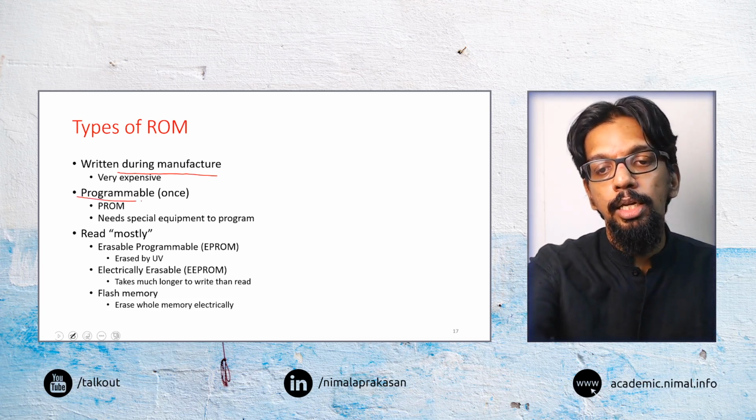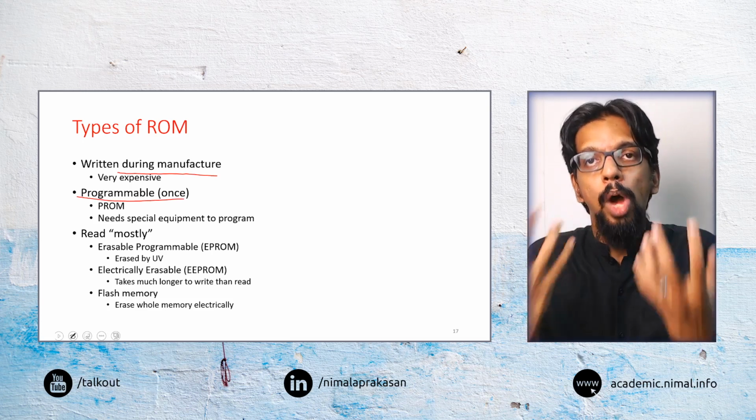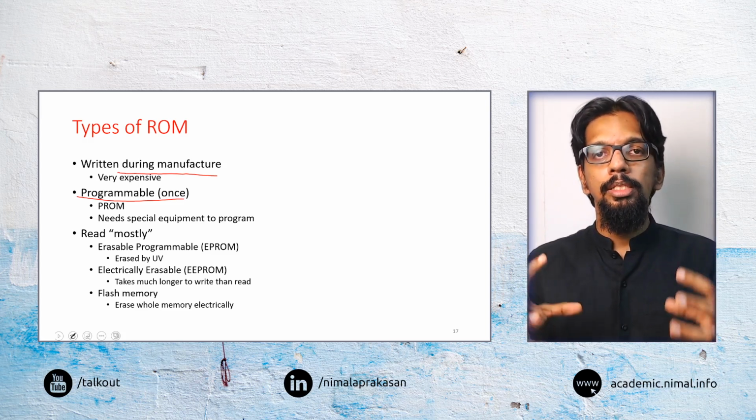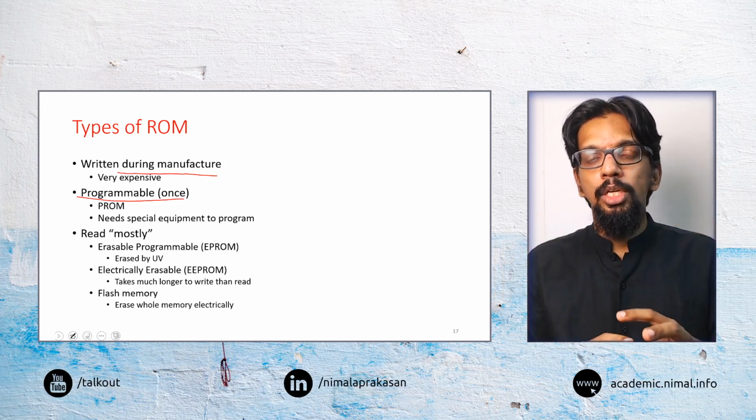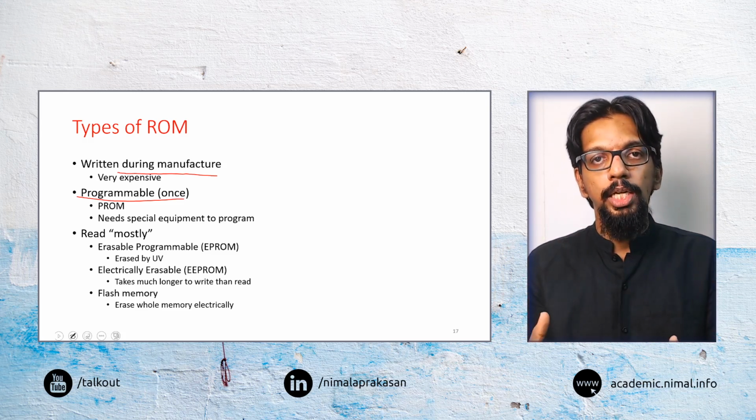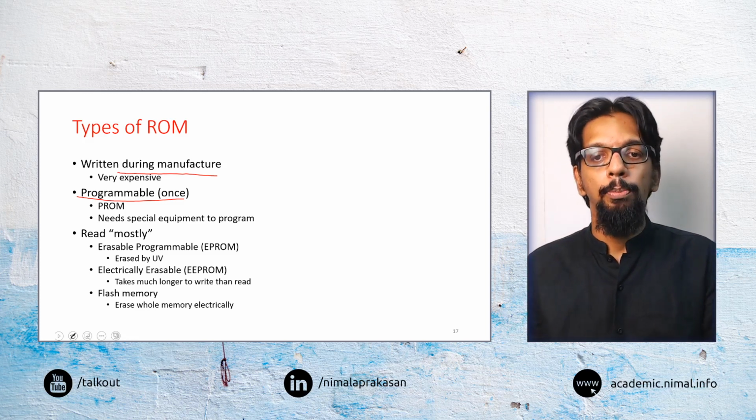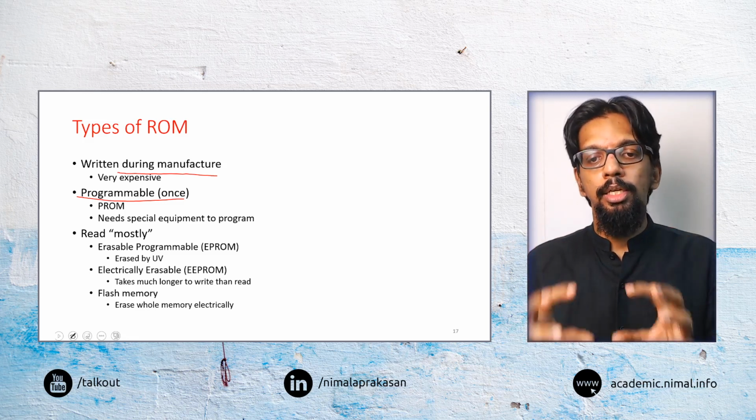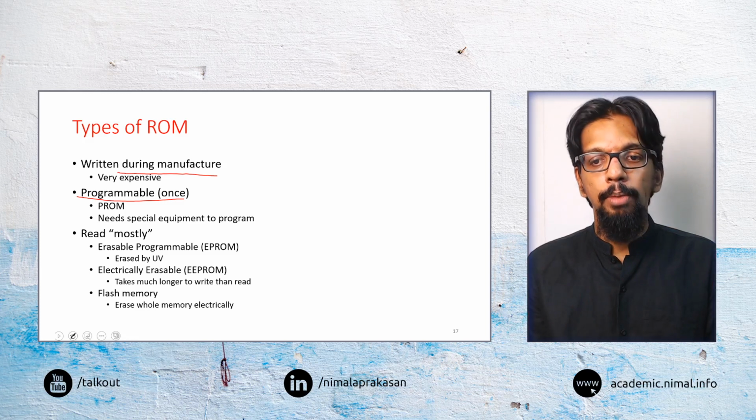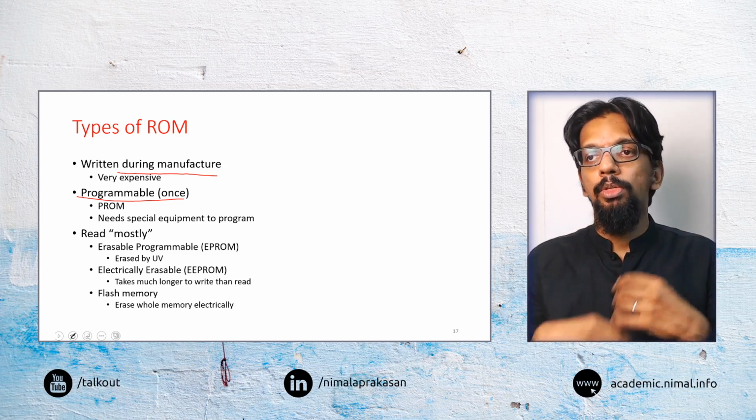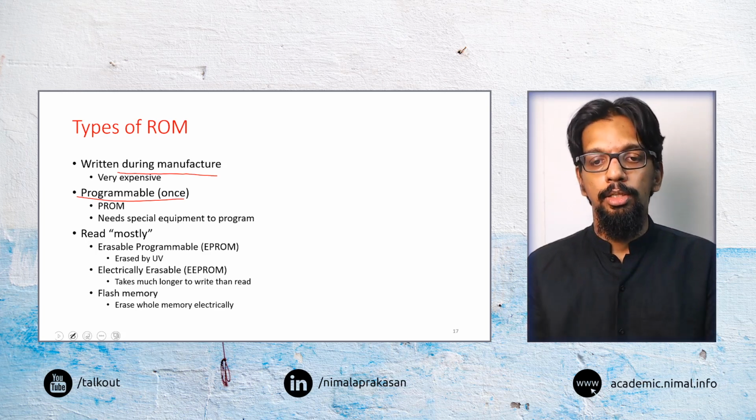The second category is programmable ROMs, or once-programmable ROMs. These, at the manufacturing point in time, will not have any data, but they can be programmed once and cannot be reprogrammed. You will need certain special equipment to program them, but once programmed, it becomes a permanent ROM. It cannot be rewritten.